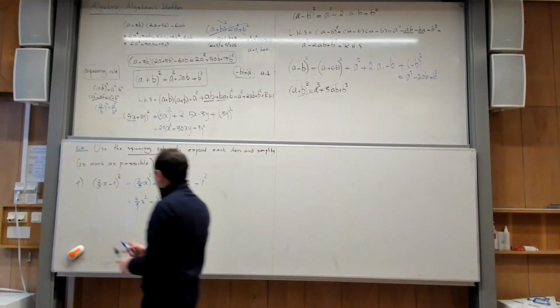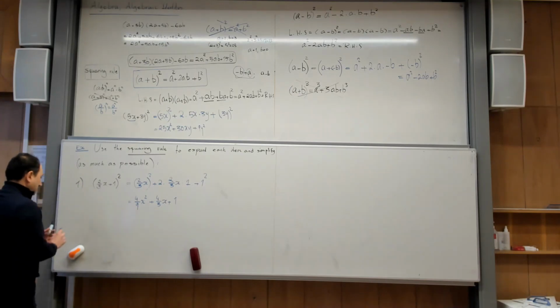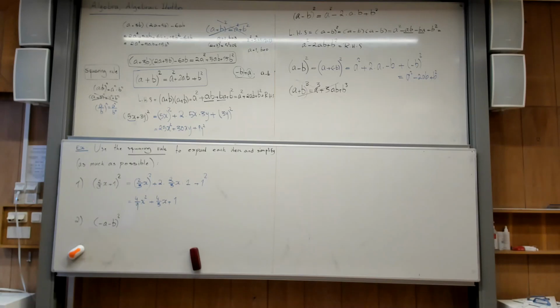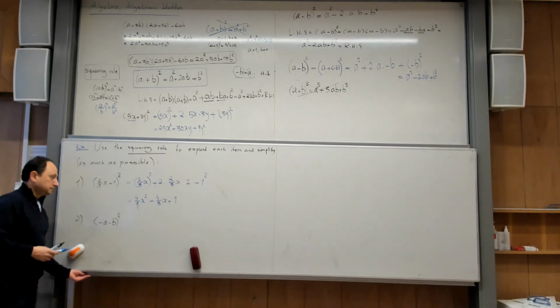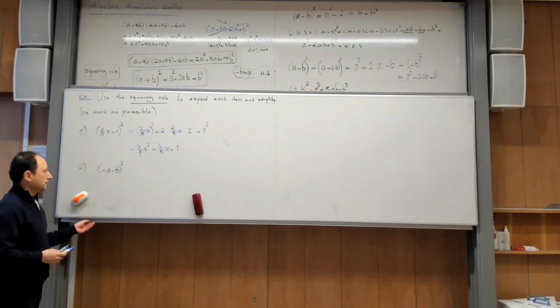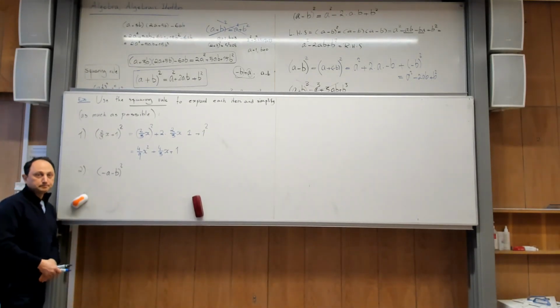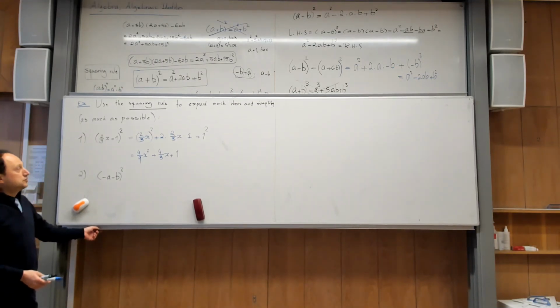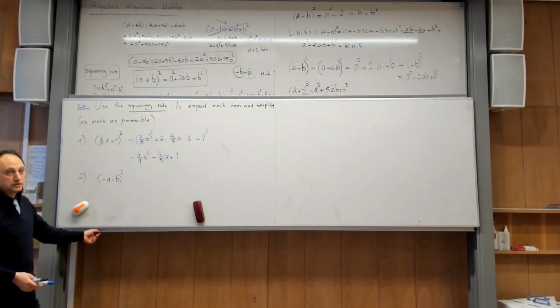Okay, and now let me ask you something. What do you think will happen for this? I give you, let me write minus a minus b squared. Can I use that one or no? Minus a minus b squared. So first, guess what is the answers. If you are ready to give me the answer, just read it.